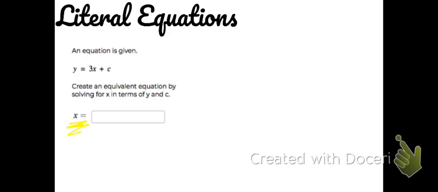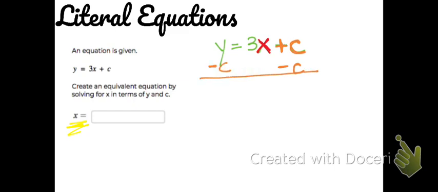So let's write our equation down, and we want to solve for x. Ask yourself what's happening to x that's keeping it from being by itself. It's being multiplied by 3, and we're adding c. I always undo what's added or subtracted first, so if we want to undo something that is added, we do the opposite of adding, which is subtracting. And you have to do that to both sides.